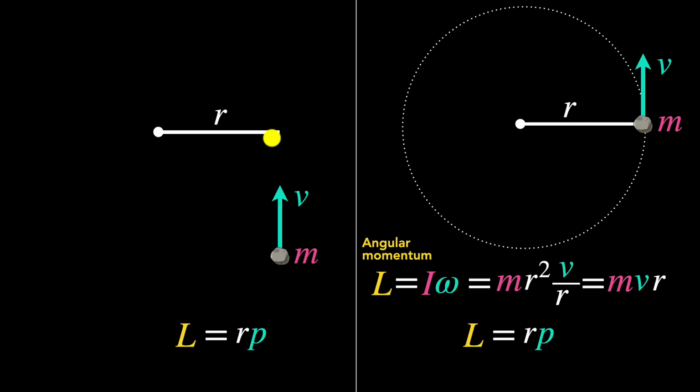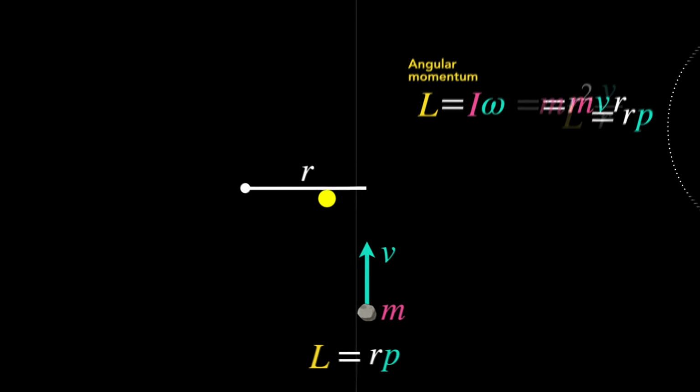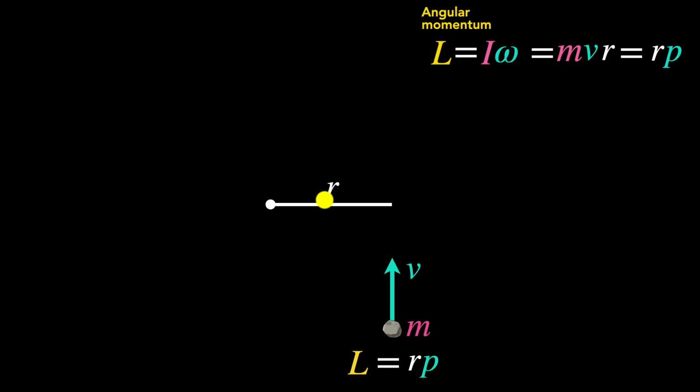Remember this thin rod that we imagined? Well, that's just an imagination. That's not real, right? So then what exactly is this r? What does r truly represent in our angular momentum formula?